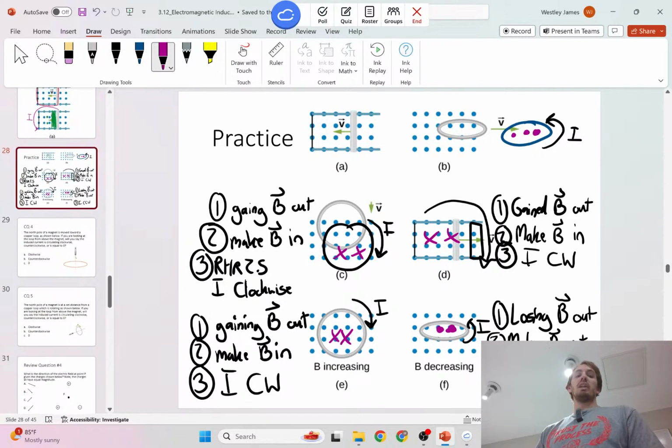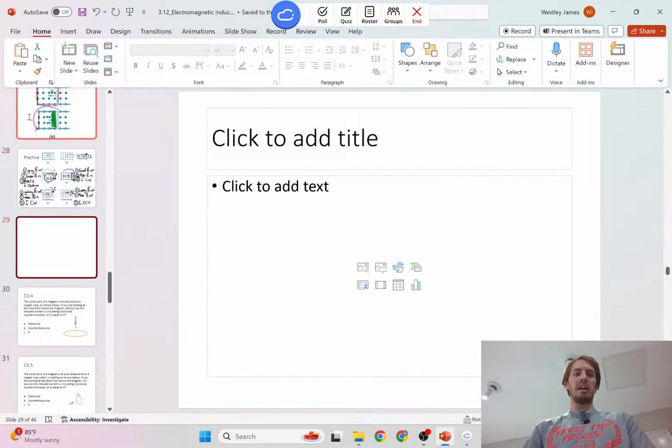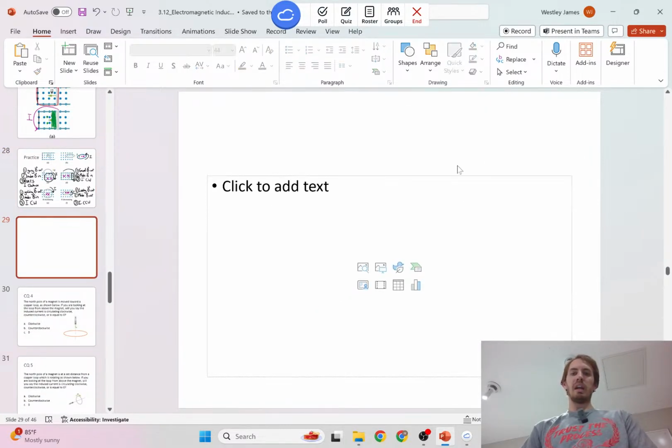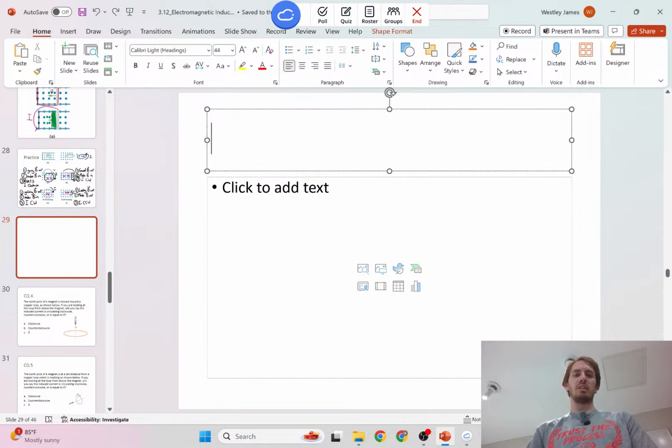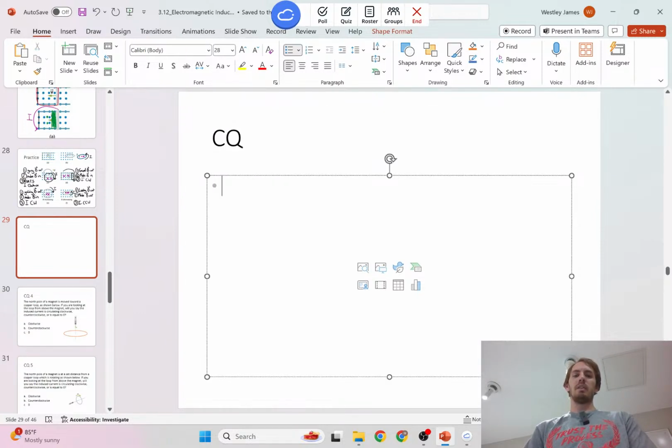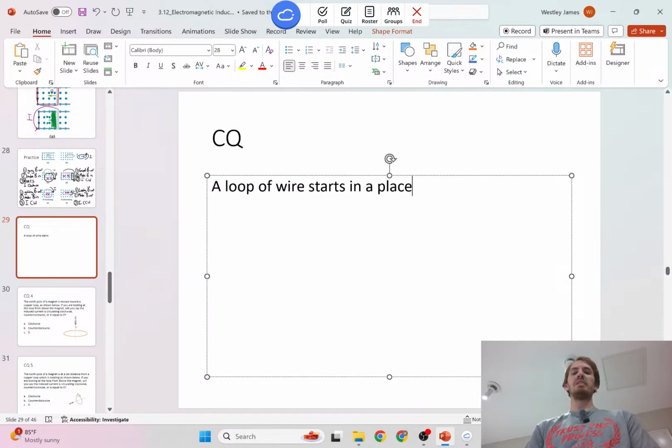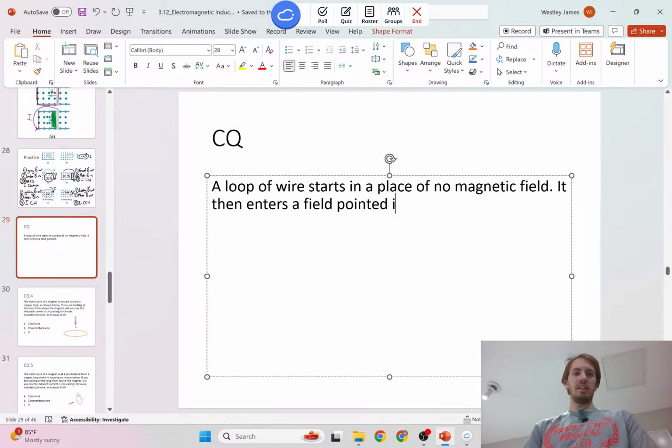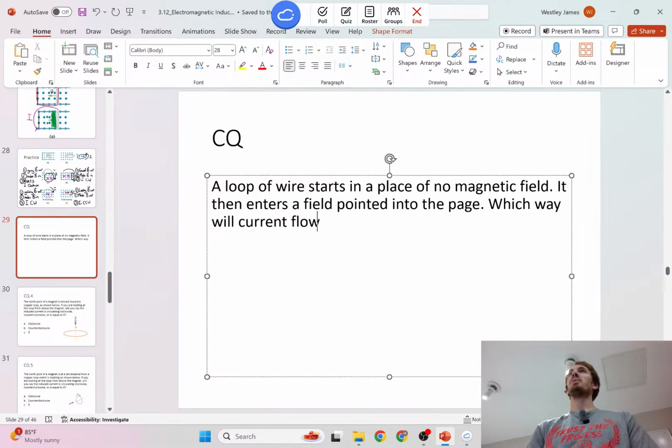Okay. So now let me make a problem that's a bit more aligned with the way I've been showing it, and then I'm about to show you one that's going to look different, and we're going to try that one out. So a loop of wire starts in a place of no magnetic field. It then enters a field pointed into the page. Which way will current flow?